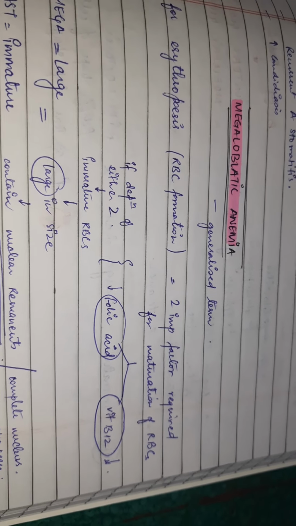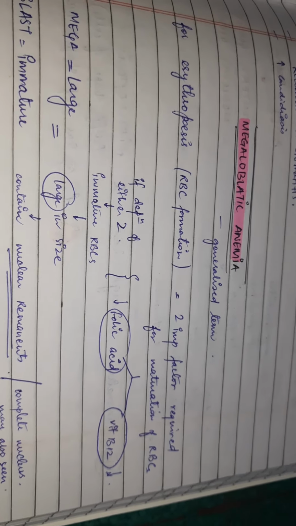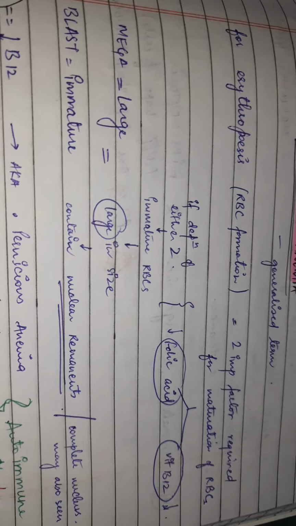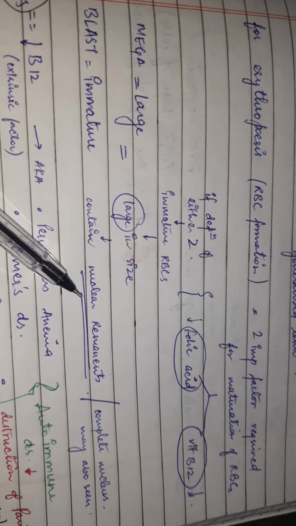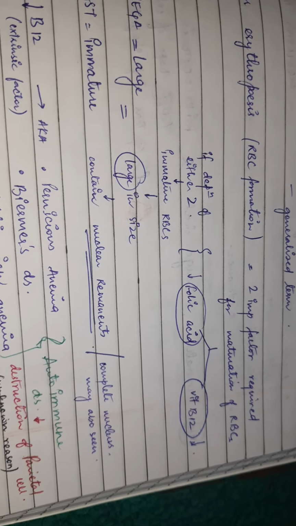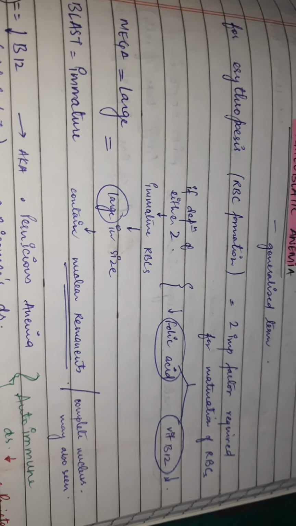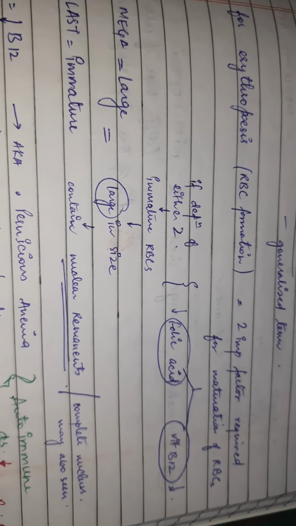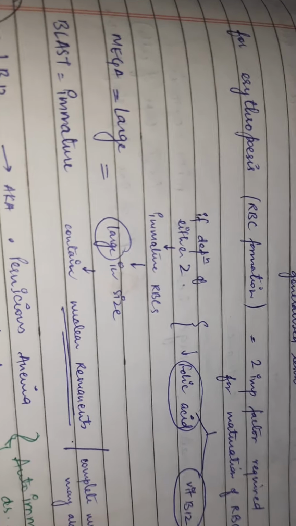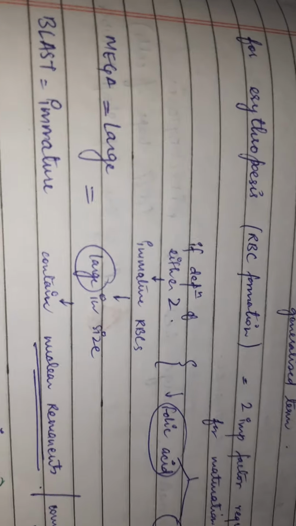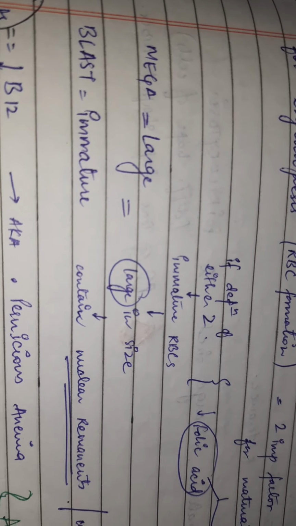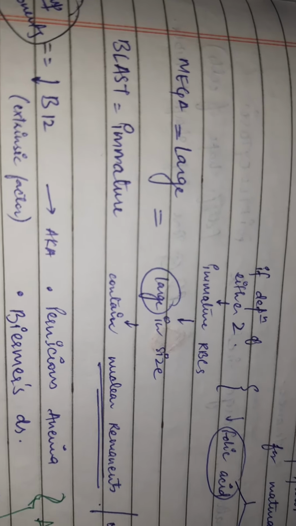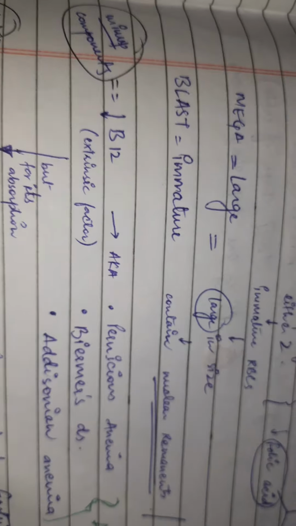If there is a deficiency of either of the two, immature RBCs are large in size, or some nuclear remnants are present, or a complete nucleus may also be seen. Because RBC is normally an unnucleated cell, if a nucleus is present in an RBC, it means it is immature. Mega means large, blast means immature. Megaloblastic: mega means large and blast means immature.